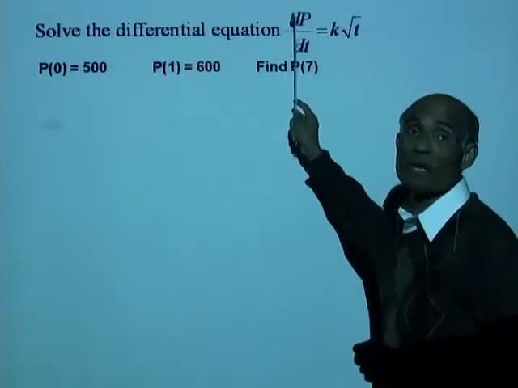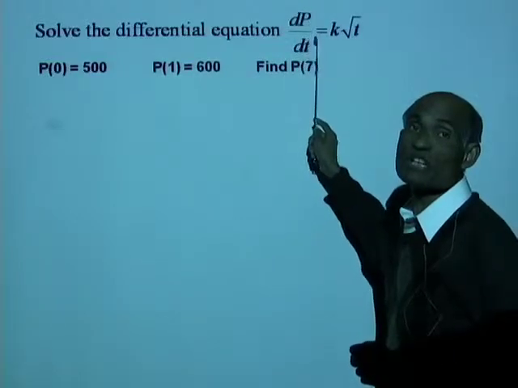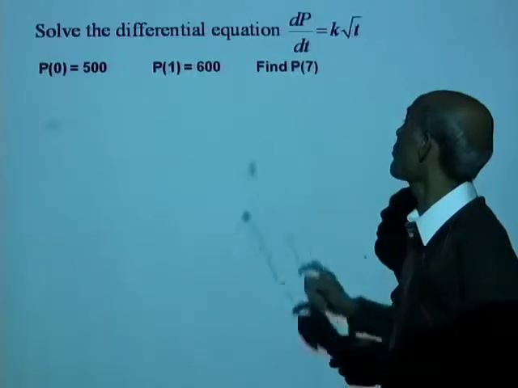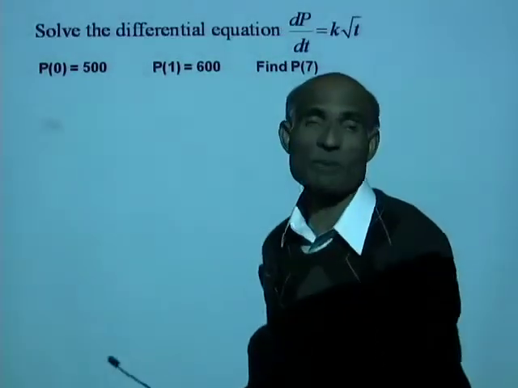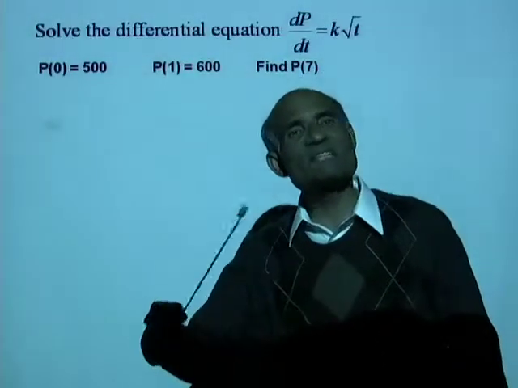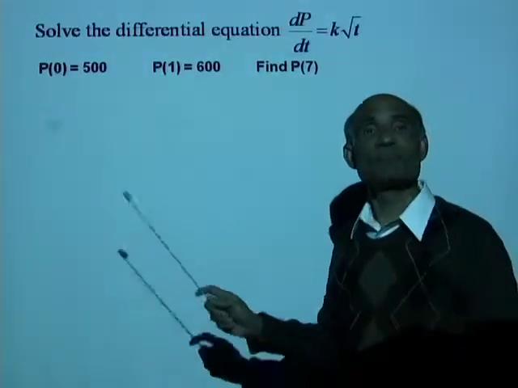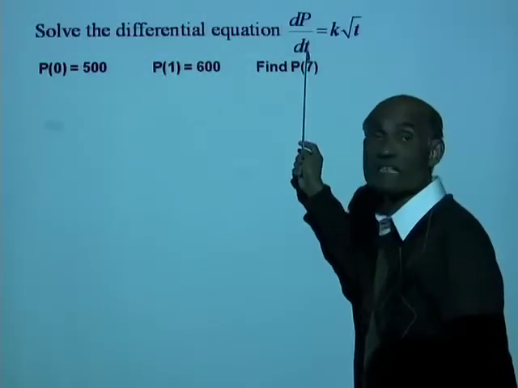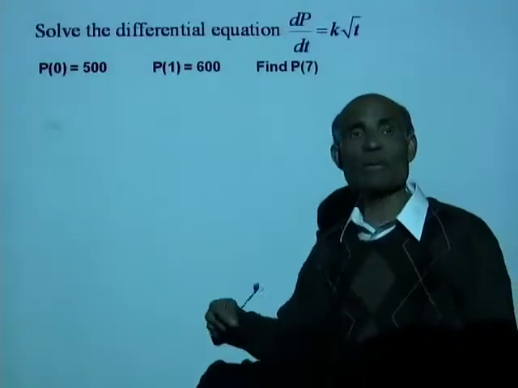Equation, look at this time. dp over dt equal to k square root of t. Now tell me, what is the independent variable here? The independent variable is t. What is the dependent variable here?